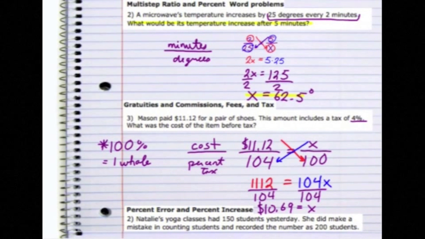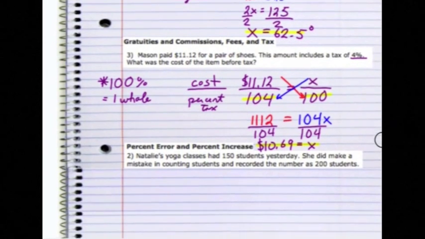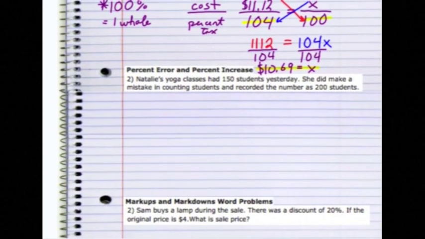Percent error and percent increase. Natalie's yoga class had 150 students yesterday. She did make a mistake in counting students and recorded the number as 200 students. And I believe the question, though it seems to be incomplete, is what was her percentage of error?